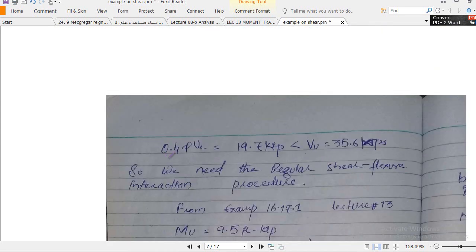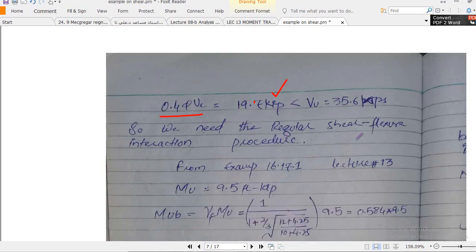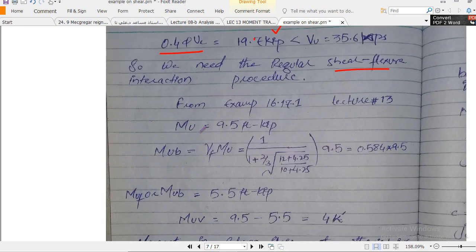Here you see for the interior column it is 0.4. We already discussed this limitation of the ACI code in lecture number 14. For the interior column it is 0.4, for the exterior it is 0.75. This time it is less than the VU, so we need to use the shear flexure interaction procedure as we did earlier.